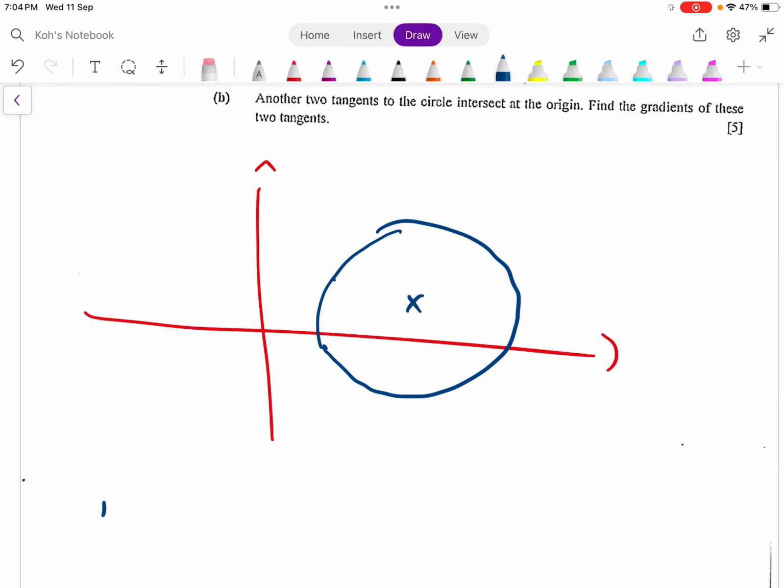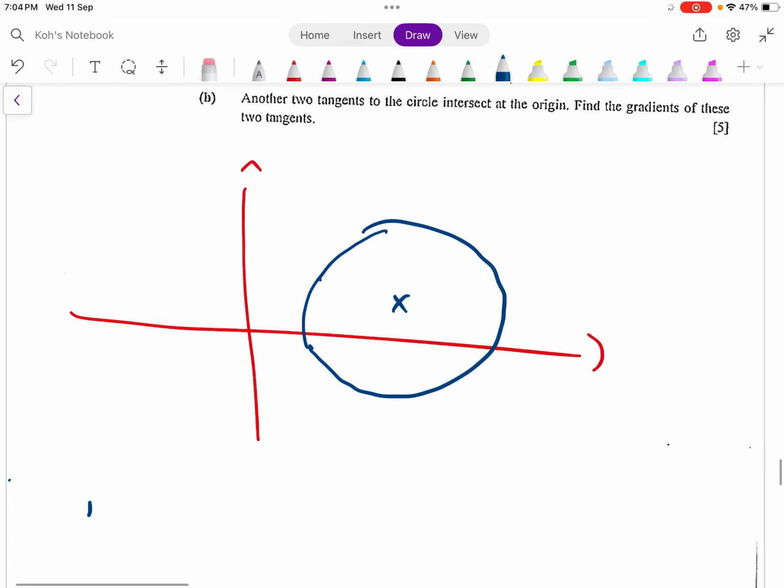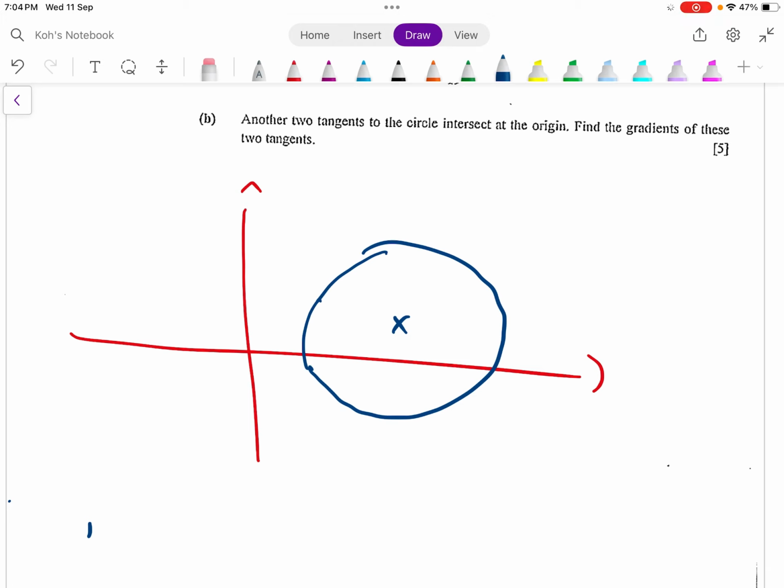Okay, let's go through this question. So we have these two tangents to the circle intersecting at the origin. Find the gradient of these two tangents. Okay, so I think the problem just now is because I never draw to scale. So this one is drawn to scale.